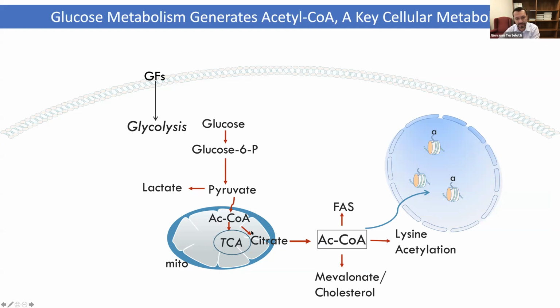But acetyl-CoA can also be converted, as the first step of the TCA cycle, into citrate, and the citrate is transported out of the mitochondria. The citrate is then converted back to acetyl-CoA by a specific lyase. This acetyl-CoA now feeds into the fatty acid synthesis pathway or the mevalonate cholesterol pathway, or it also serves as a substrate for lysine acetylation, histone modification, which are well-known mechanisms to control transcription in the developing kidney.